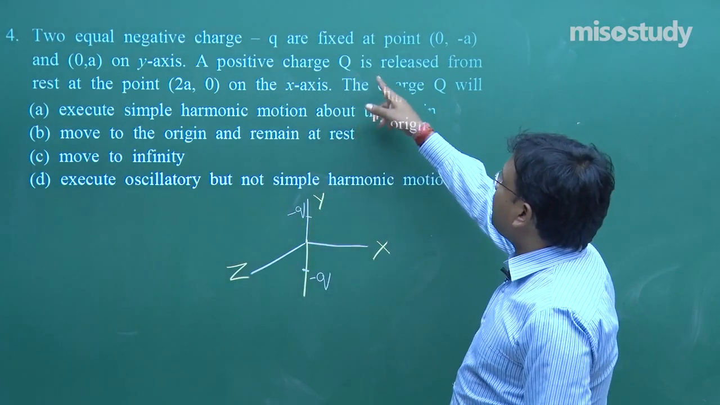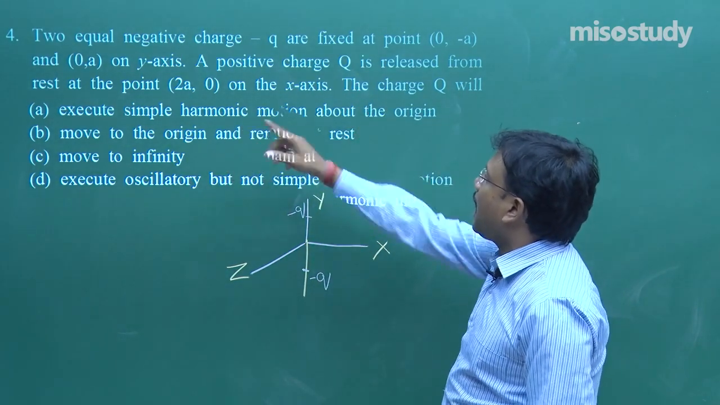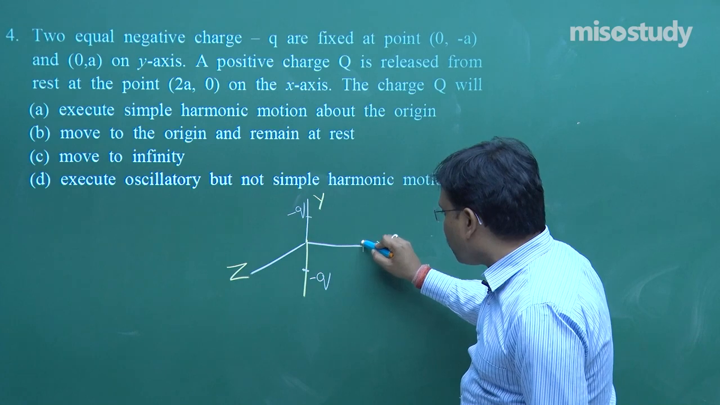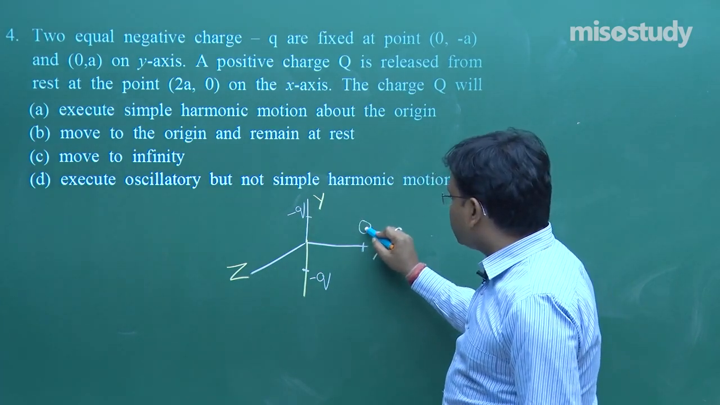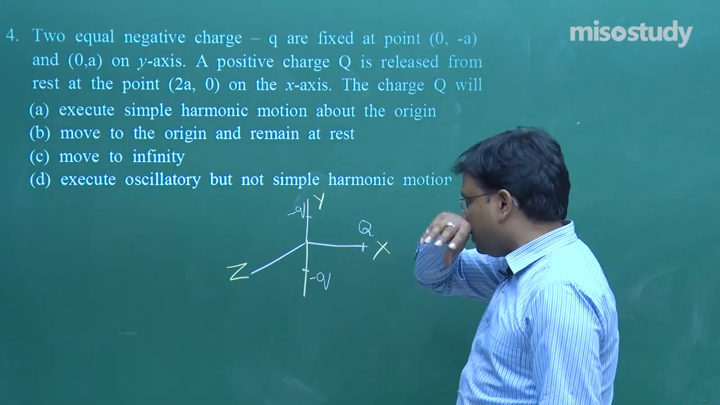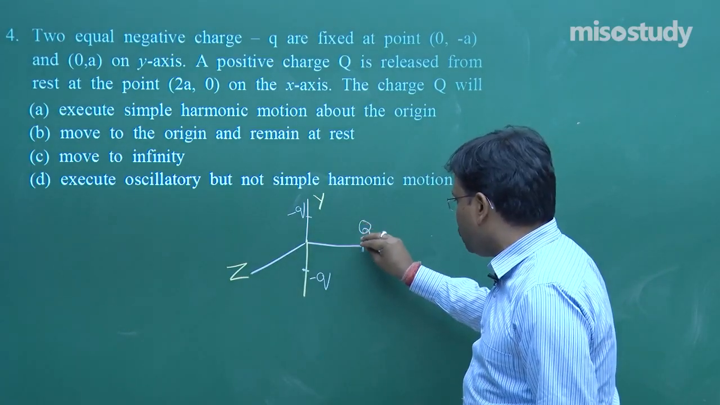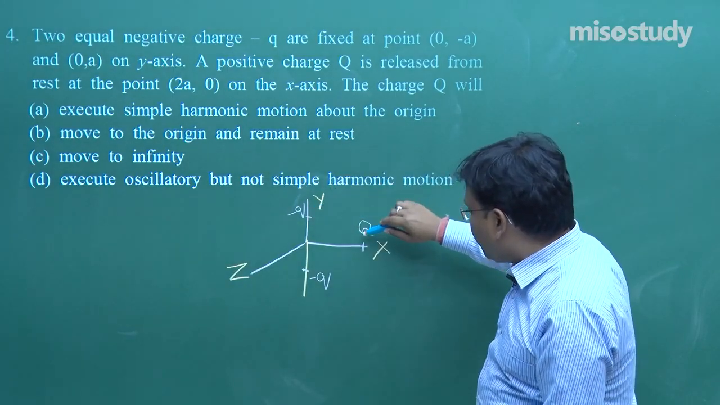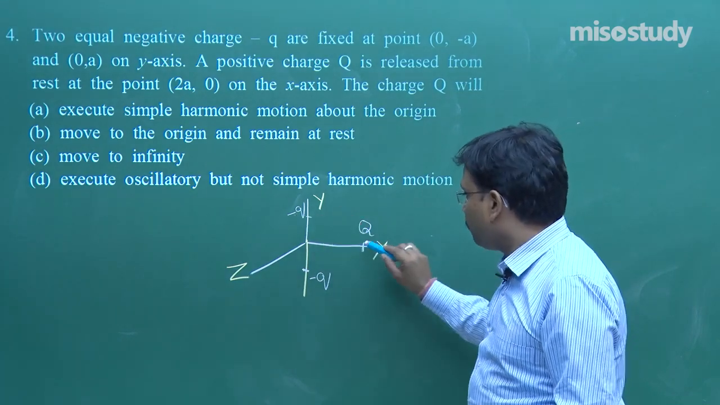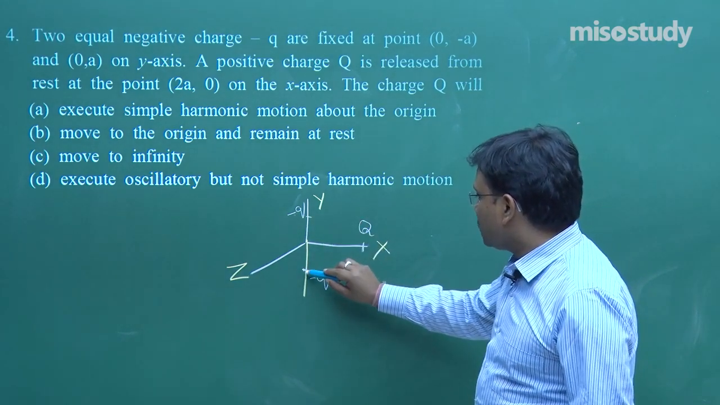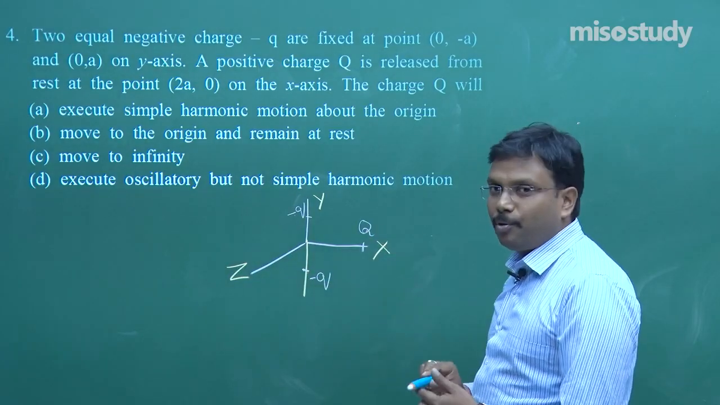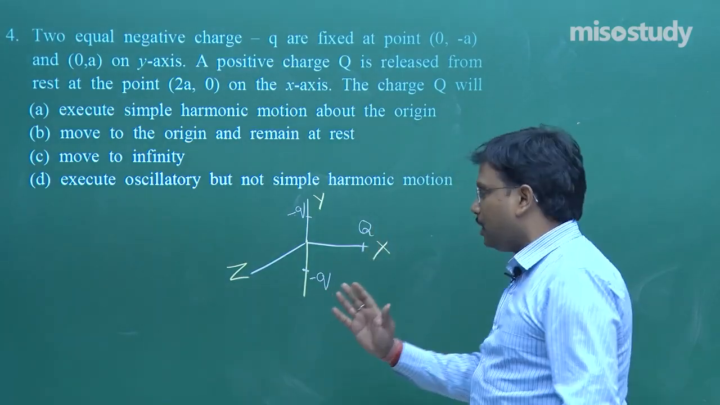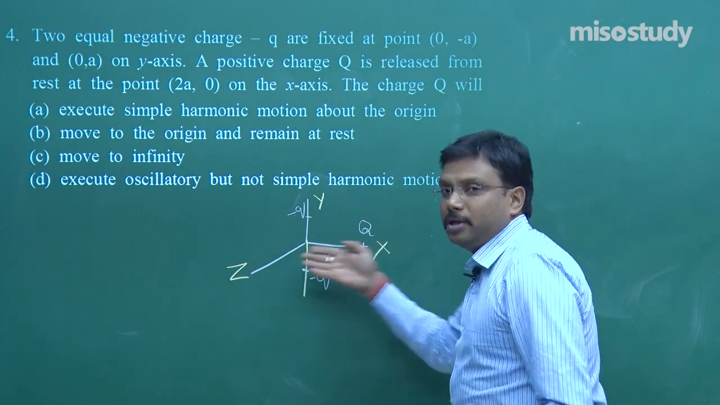A positive charge capital Q is released from rest at point 2a comma 0. So, 2a comma 0 means, let us say from somewhere over here, a positive charge Q is released. Release means initially it was at rest, no force is applied, simply you put it over here. So, what will happen? Obviously, this charge will apply a force of attraction, negative, positive. So, ultimately the tendency of this capital Q is to move towards the origin.